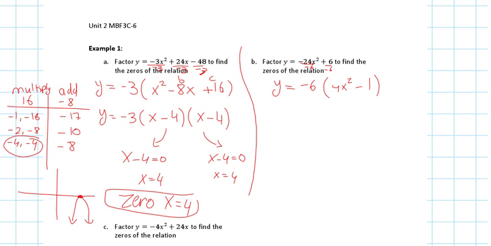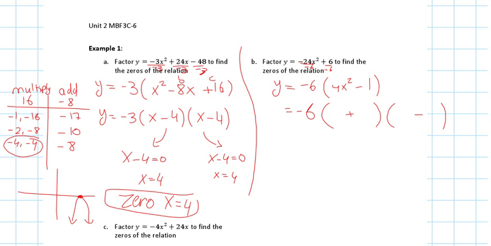What would I put in my first spot? You guys have to be careful. You're square rooting this. So if I square root this, what do I get? 2x. And then if I square root 1, what do I get? 1. Is it factored now? Fully? Yes. Fully factored. Now the question is, find the zeros. How would you find the zeros? Set each bracket equal to 0.